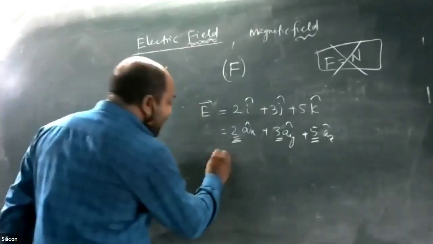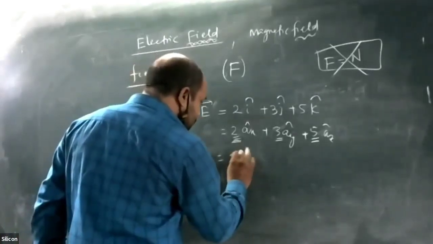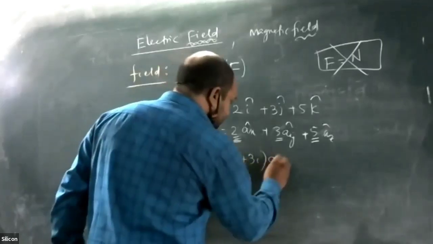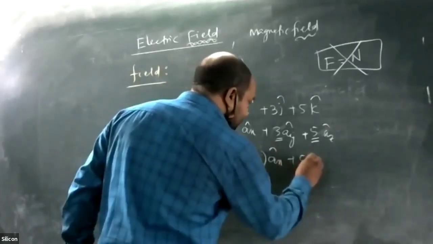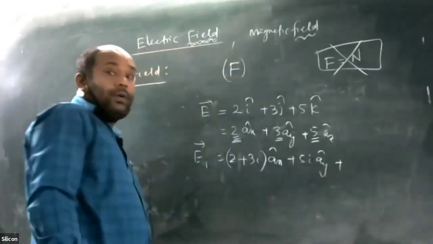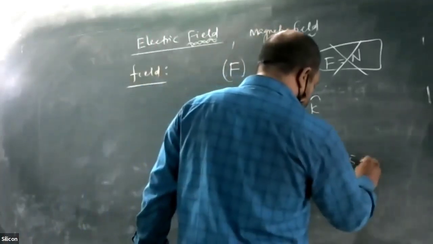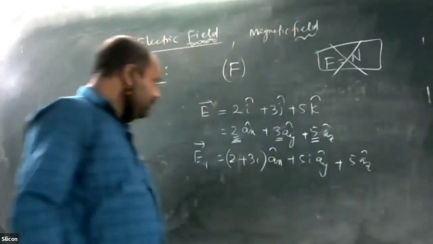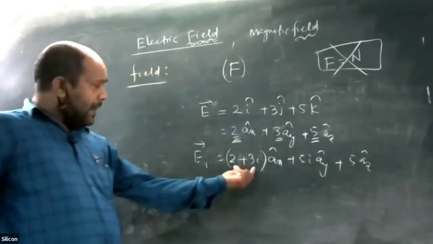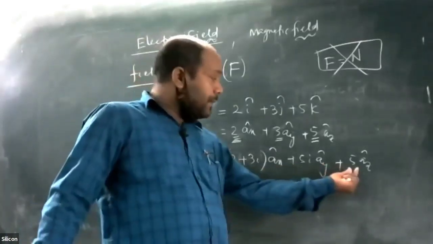Okay. It may be like this. Another example I'm taking. I can take (2 plus 3i) ax cap plus 5i ay cap, where i is iota, the imaginary root over -1, plus 5az cap. This is also satisfying. This part is from complex numbers, this is from complex numbers, and this is from complex numbers.